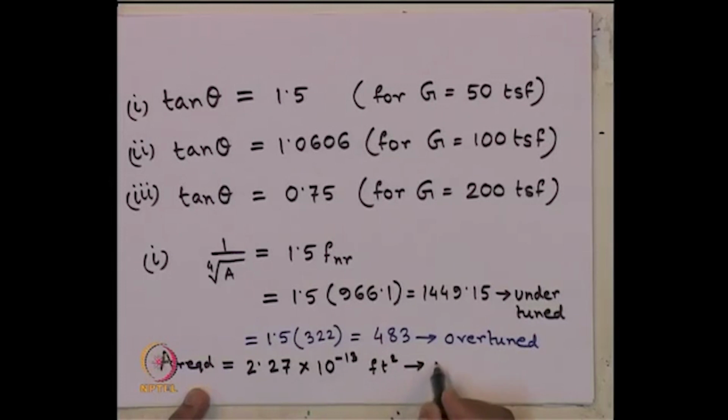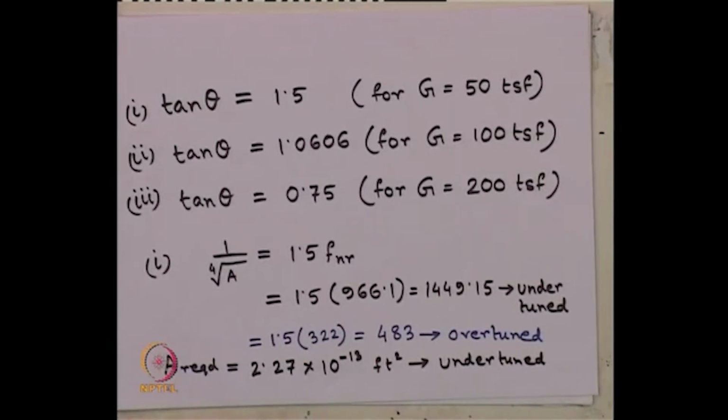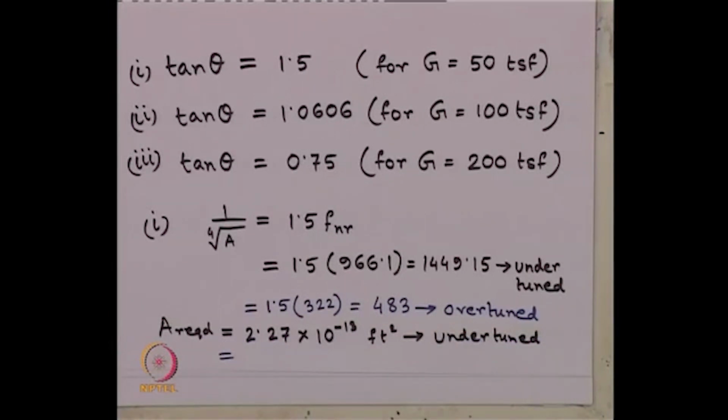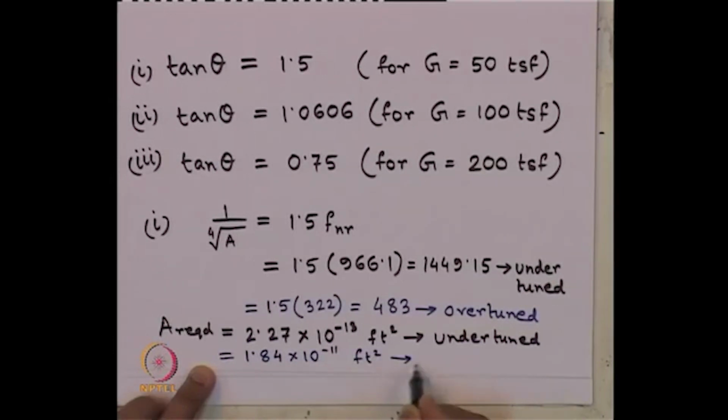for undertuned. Okay. Whereas, for the overtuned case, we are getting 1.84 into 10 to the power minus 11 feet square for overtuned.